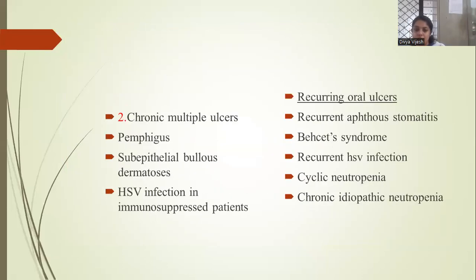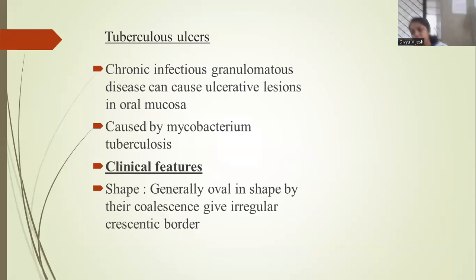We have already discussed this. Coming to the chronic ulcers, in this portion we are talking about chronic ulcers. Single chronic ulcers you can see mostly in tuberculosis and syphilis. We have already done the bacterial infections of the oral cavity, and in that we have studied tuberculosis and syphilis, where we can see single ulcers.